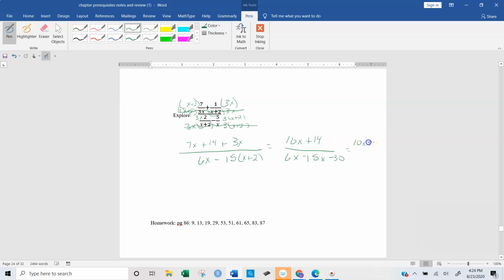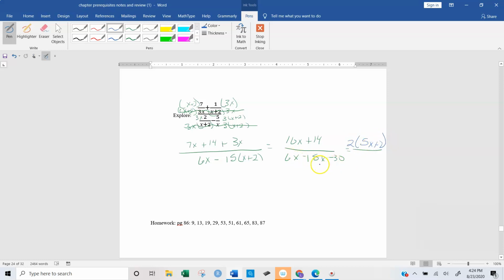So let's leave that 10x plus 14 up here. Should have taken out a 2, I suppose. Oh, let's do that real quick while we're up there. All right, you should be able to see that they have a 2 in common. So let's take out that 2. That leaves us 5x plus 7.